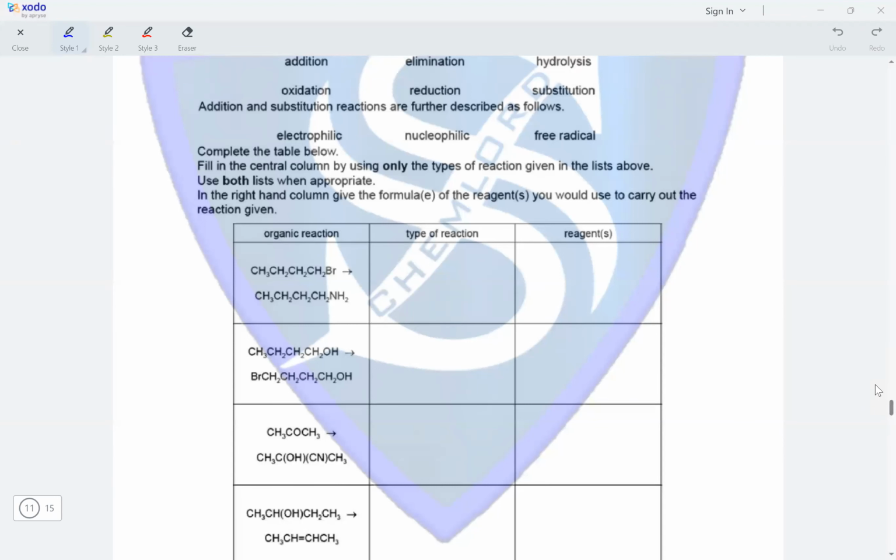So here is the complete table along with the available options to use. The first organic reaction is the conversion of a bromoalkane into an amine. The type of reaction here is replacement of Br negative with NH2. So this is an example of a nucleophilic substitution reaction.